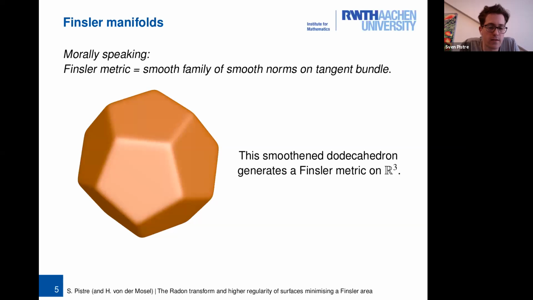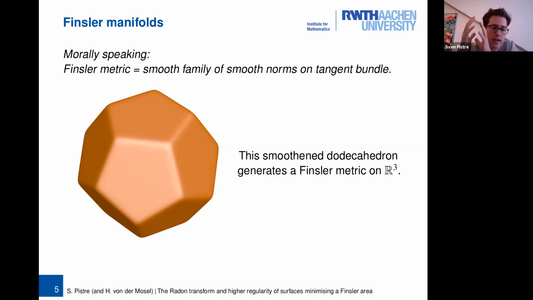Okay, so what is a Finsler manifold, or what is Finsler geometry about? Generalizing Riemannian geometry, if you have the tangent bundle of a manifold, then instead of having a family of scalar products on each tangent space, you just take a norm on each tangent space, and you propose that this family of norms varies smoothly as you vary the tangent space. So here, for instance, I have a smoothened dodecahedron in R^3, and if you look at each point of R^3 and take the tangent space there as another copy of R^3 and maybe vary this dodecahedron in a smooth way, then this will generate a Finsler norm.